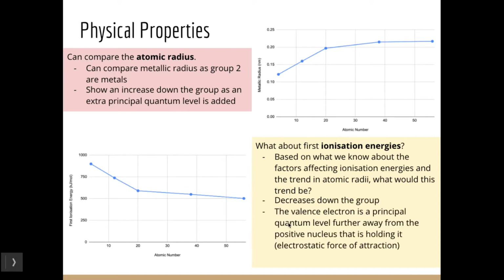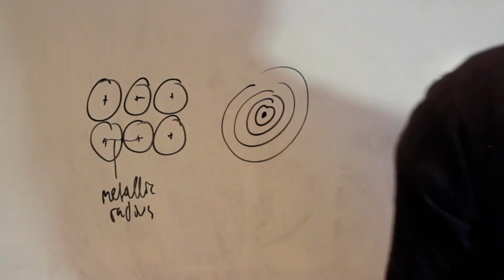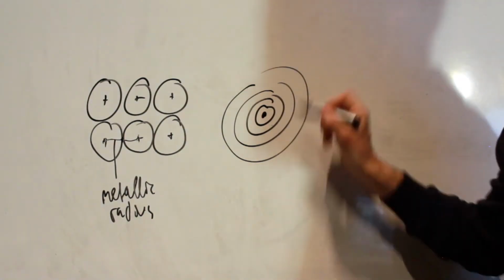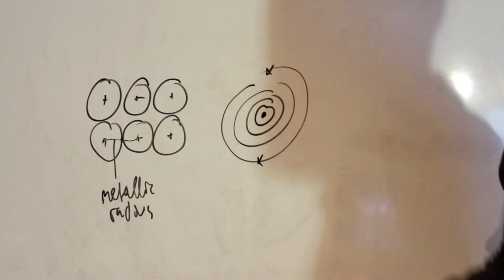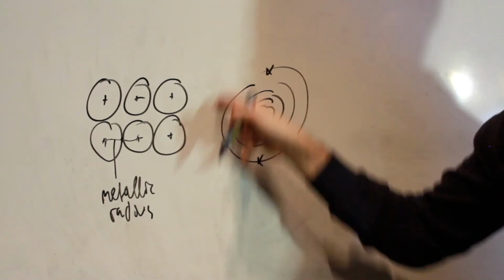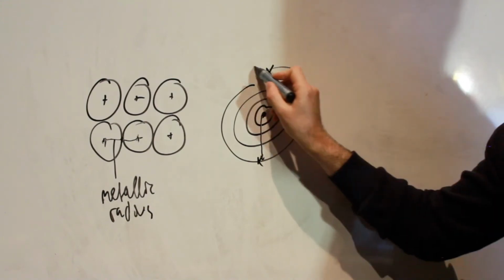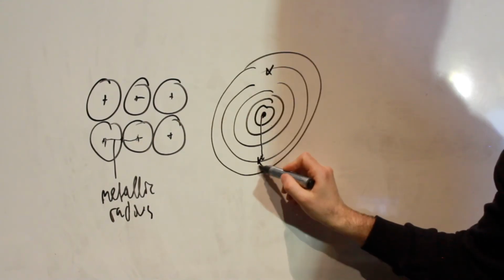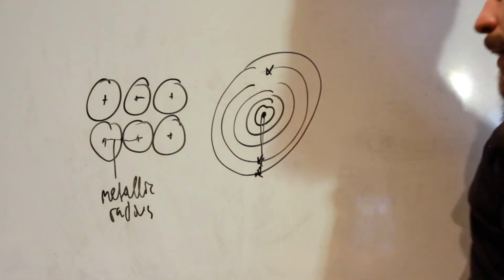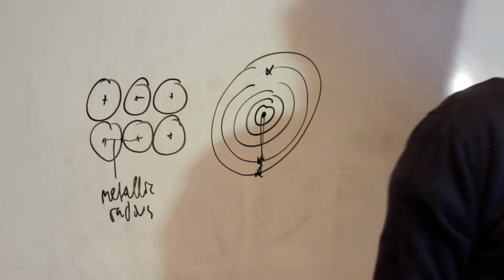The valence electron is a principal quantum level further away from the positive nucleus that is holding it. So the electrostatic force of attraction, as it goes further away, becomes less, therefore less tightly held, therefore less energy to remove it. If we draw that on our diagram over here, we could imagine our two s electrons in the valence-most shell are going to be closer than the one a group down, which is an extra quantum level. That's going to be further away, and the further away they are, the less tightly held by the nucleus they will be.